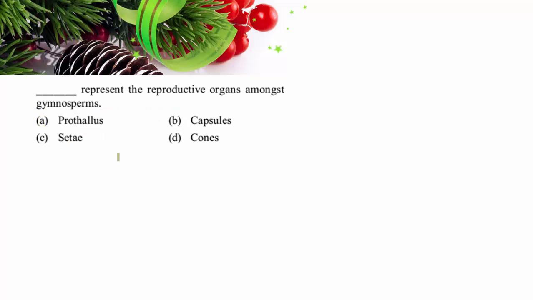Dash represents the reproductive organs among gymnosperms. In all the gymnosperms, the reproductive organs are represented by cones, like the male cone and female cone. The cone is the term used for reproductive organs among the gymnosperms.